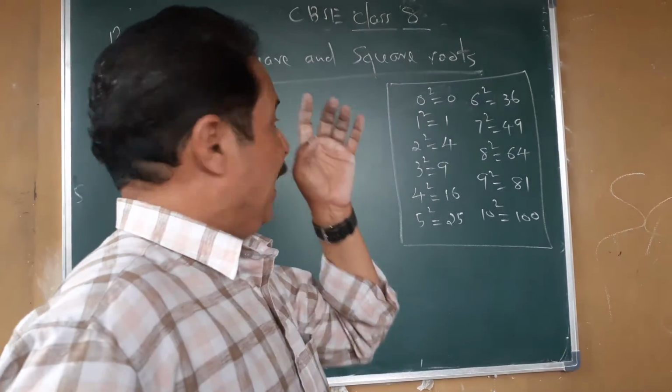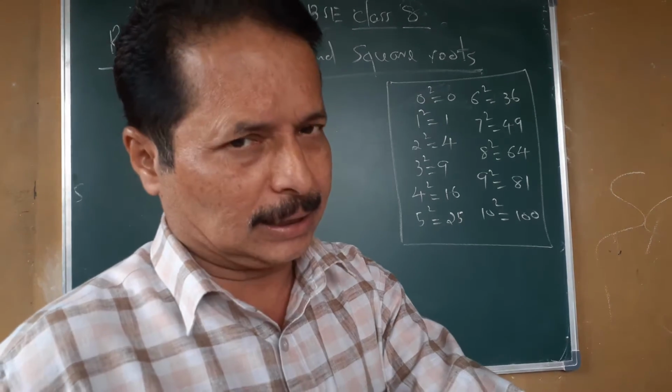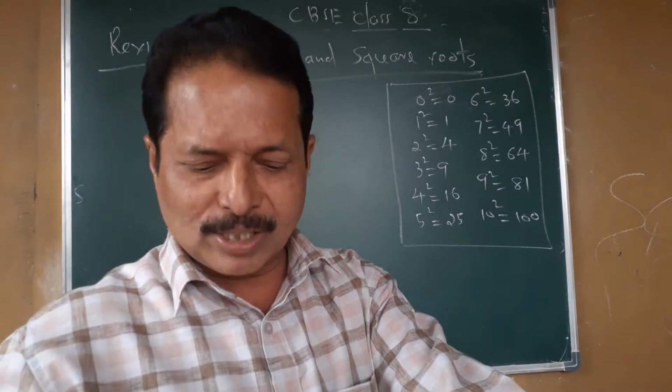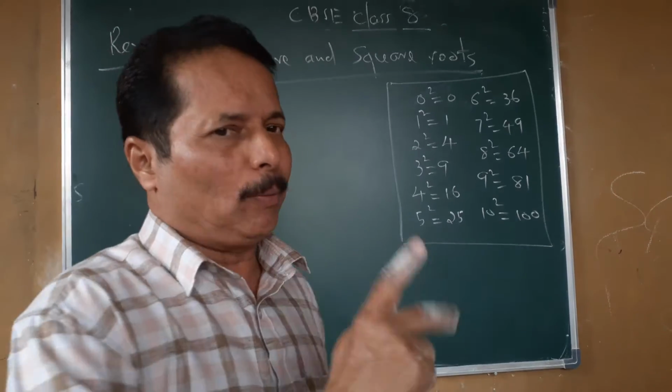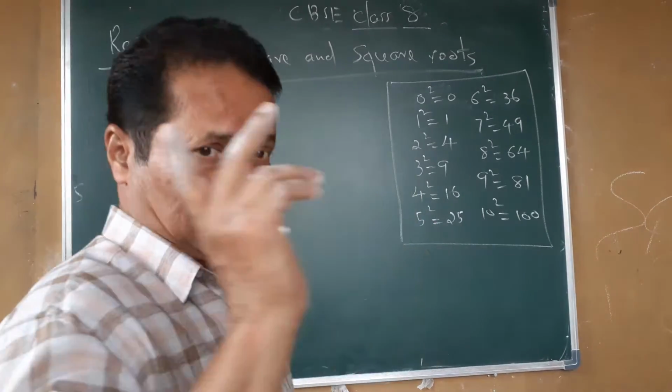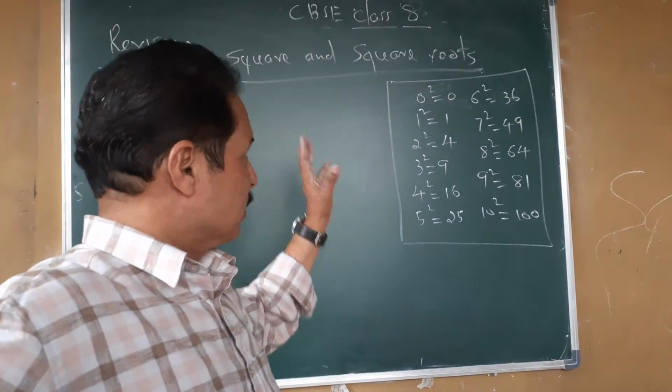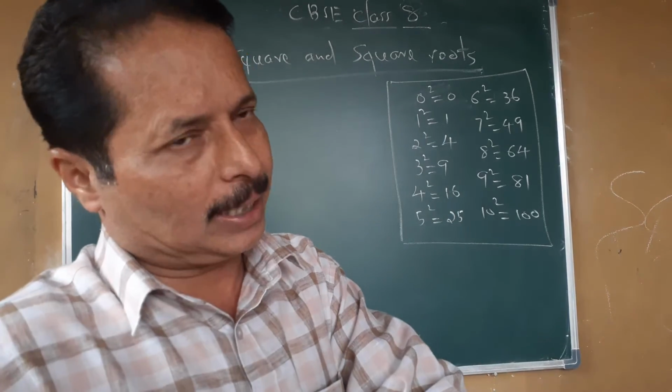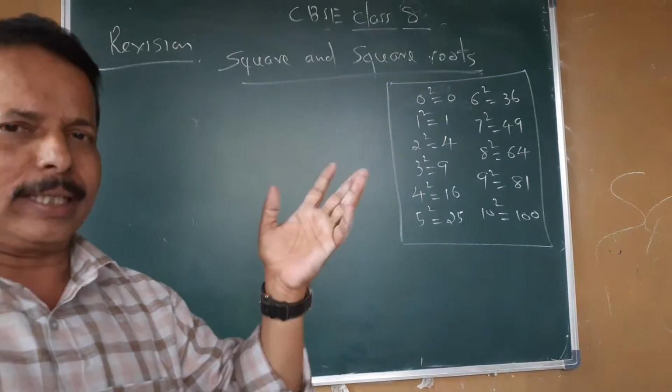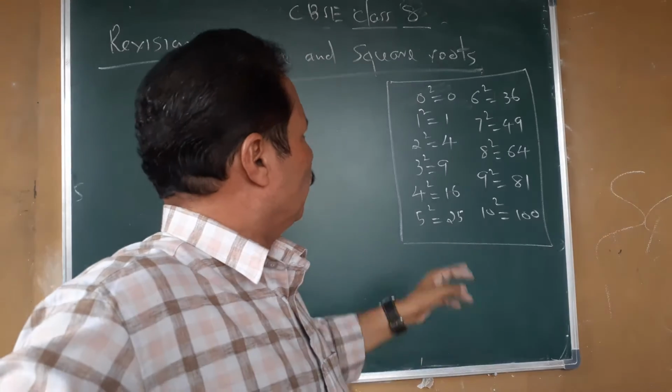Now your revision class started. Already you completed the chapter exponents and powers. Now that's the last chapter. Now look at the revision class for annual examination. Squares and square roots: already studied that and it is very easy also.